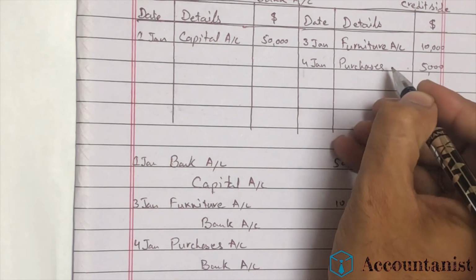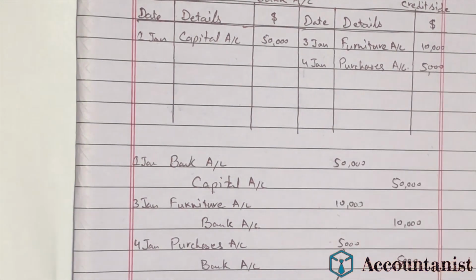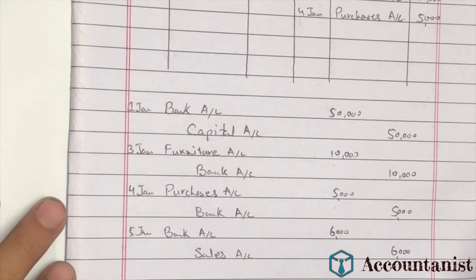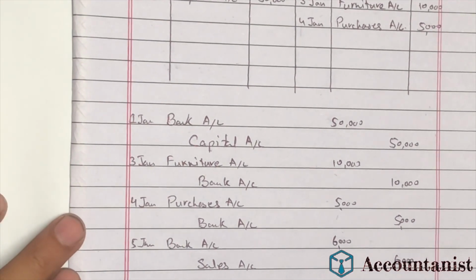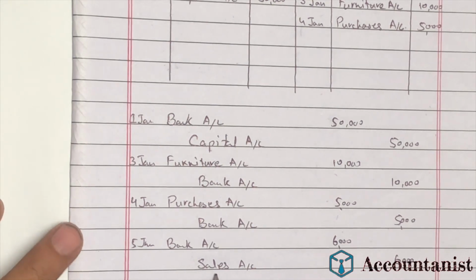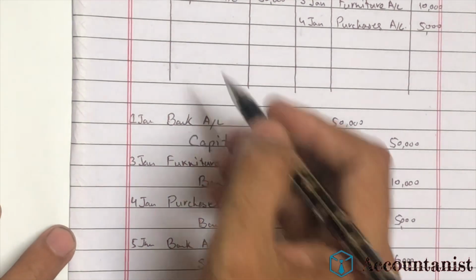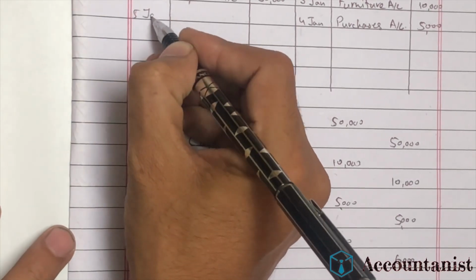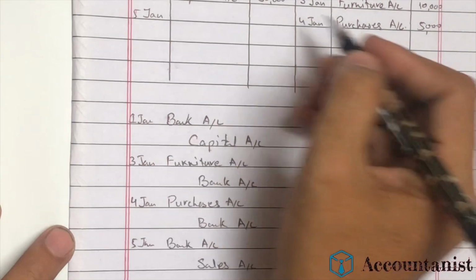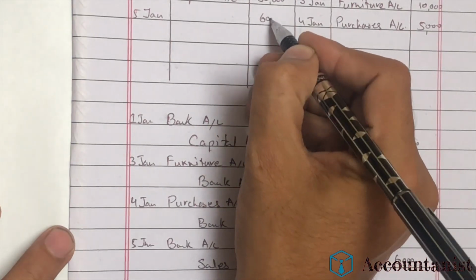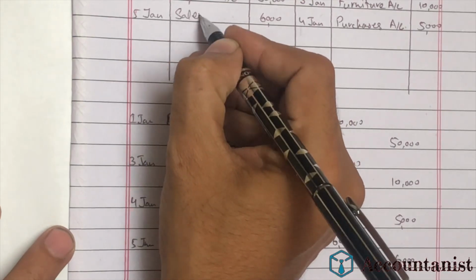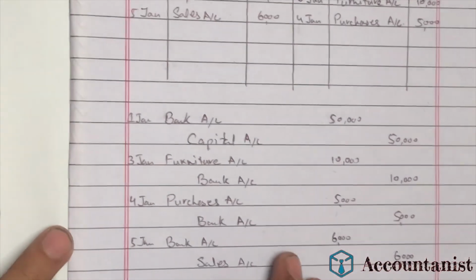account. Similarly, the last transaction that I have here, in this transaction the bank account is going to be debited with the 6,000, and it is because of the sales. So on 5th of January, I will go to the debit side, I will write down here 5th of January, and I will write down the amount 6,000, and the reason is sales account. So this is how we make a bank account.